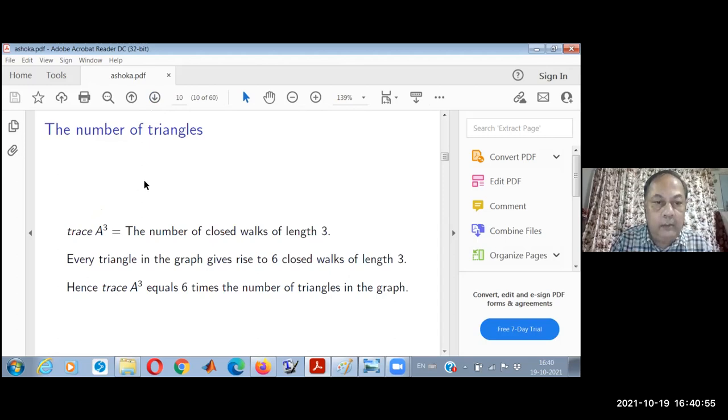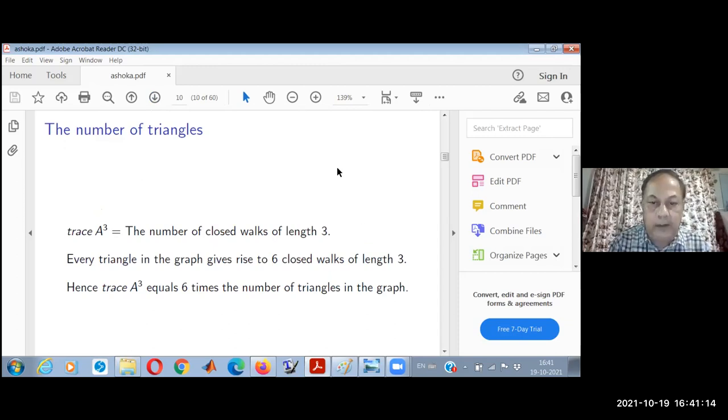Okay, the number of triangles I said I will justify. If you take, see, every triangle gives rise to 6 closed walks, because you can start at any vertex and you go around once clockwise and once anti-clockwise. Those are considered as 2 different walks because of the order. And so it gives rise to 6 closed walks.